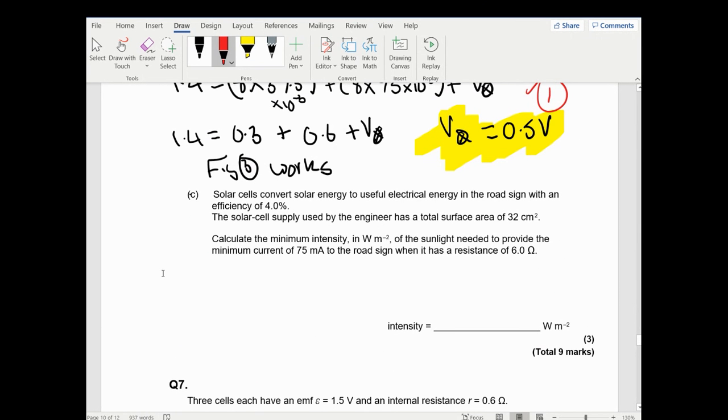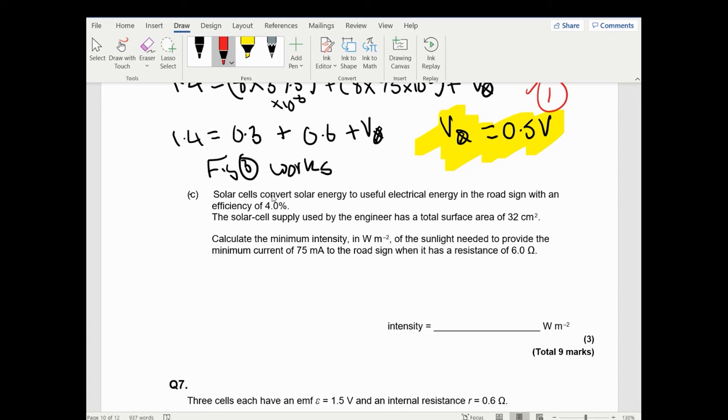The solar cell here converts solar energy to useful energy, with a total efficiency of 4%. The solar cell used by the engineer has a total area of 32 centimeters squared. Calculate the minimum intensity, in watts per meter squared, of the sunlight to create this much current.